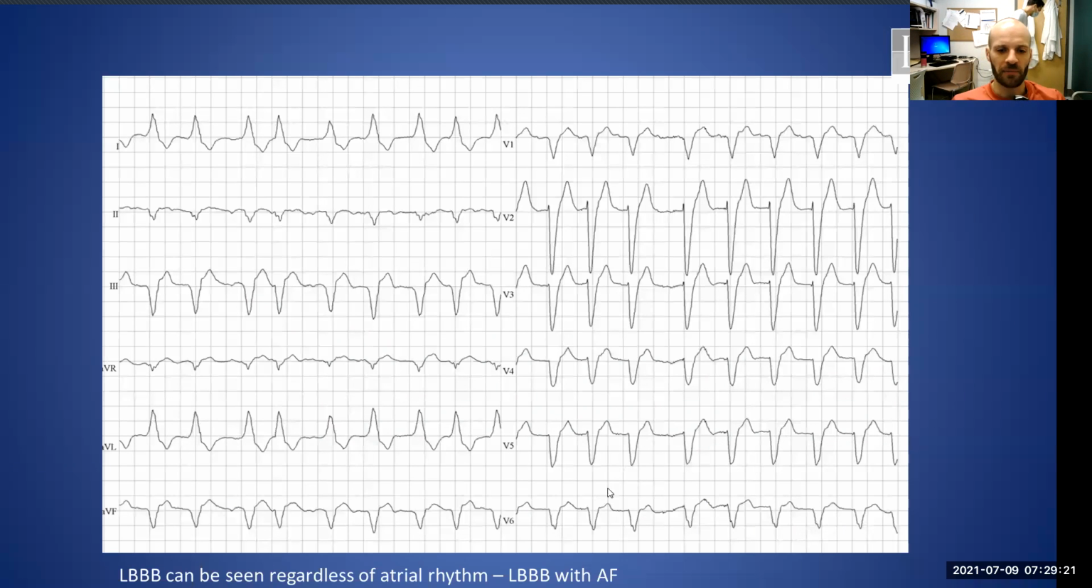Now, the left bundle branch block can be seen regardless of what's going on in the atria. So in this case, we've got a left bundle branch block. We've got broad QRS complexes, greater than 120 milliseconds, negative in V1. Okay, but here, where we've got atrial fibrillation going on at the same time.